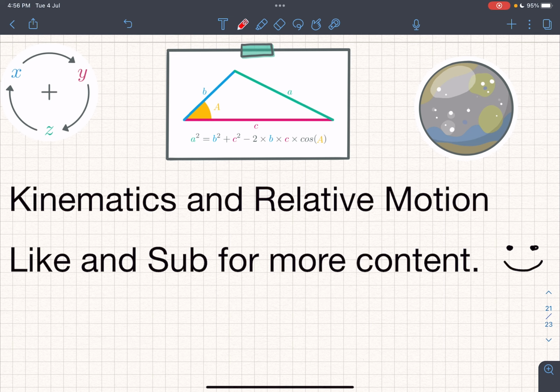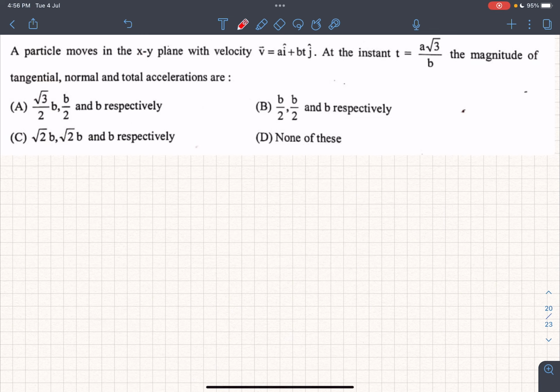Okay, so let's begin with problem number one, starting with an easy problem. A particle's velocity is given to be this, and we have to find the magnitude of tangential, normal, and total acceleration at this particular time. The velocity vector is given to be a i cap plus bt j cap. If I differentiate this, I'll get the acceleration vector as b j cap.